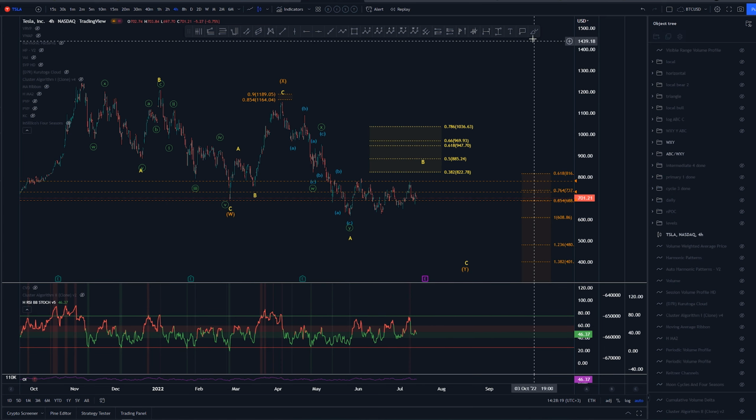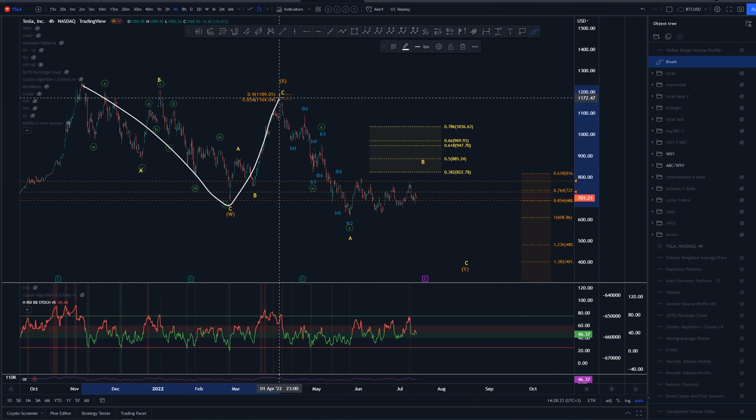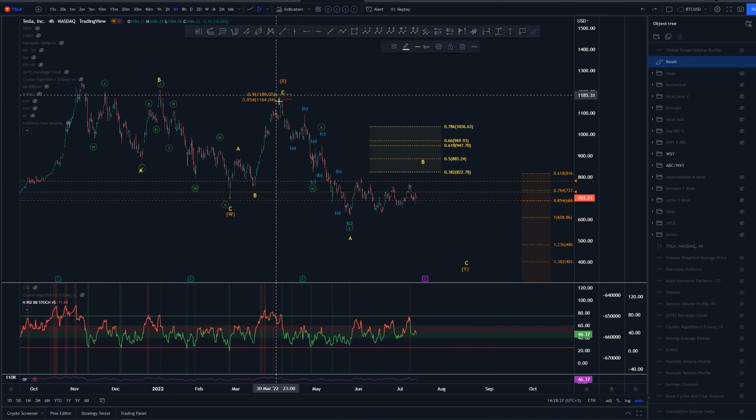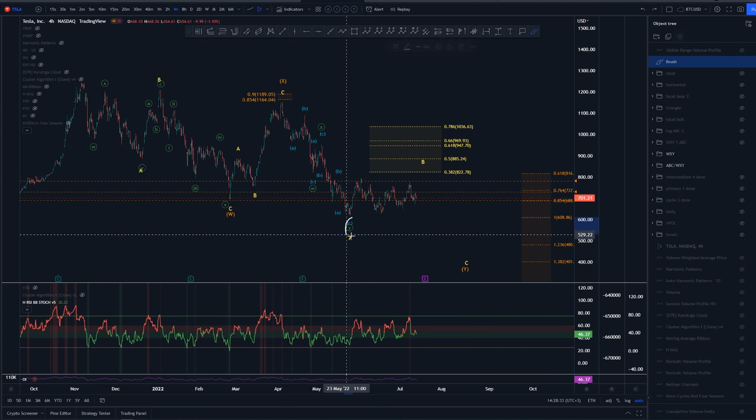The WXY count, again, is on arithmetic scale, in which we have this as W, X, and then looking for wave Y. Within wave Y, we have 3 waves. And this would be the A wave, in which we have an ABC into W, ABC into X, and A, B, and C into wave Y.